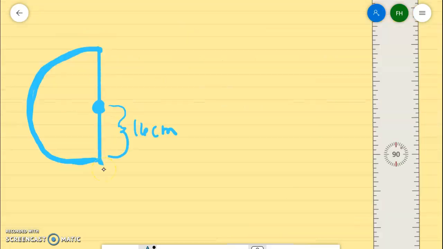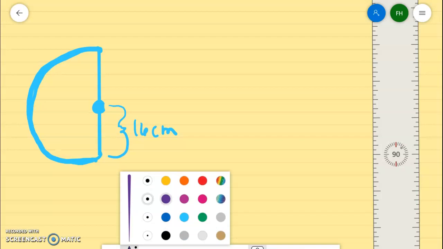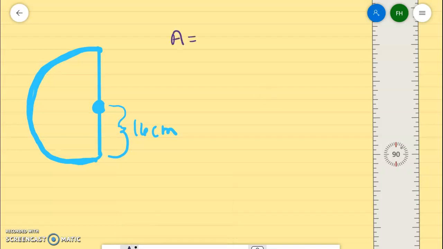Okay, this is a semicircle, so this is half of a circle, and we want to find the area of that. So what we need to do is write our formula for the area of a circle, but we don't have a whole circle, so whatever we get, we only want half of it. When you take half of something, you divide it by 2.